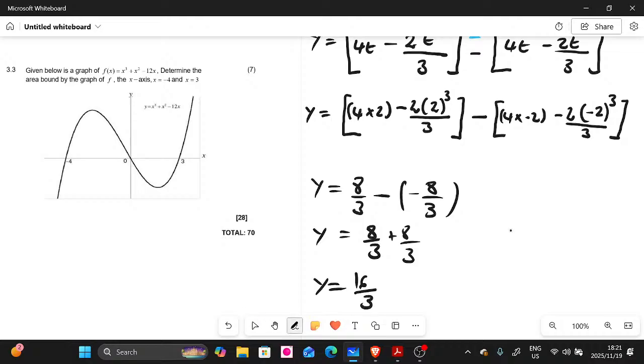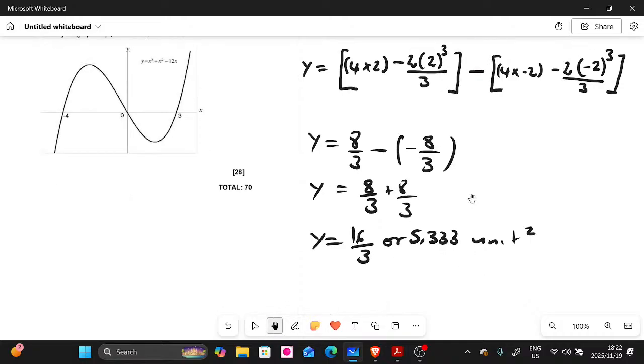So if you want to leave it in decimal, what is 16 over 3 in decimal? Let me see. What do I get here? I am getting 5.3333 unit square. Oh, I forgot to write unit square on the first one, guys. But always write the unit square whenever you're calculating the area. Usually whenever you have limits, we use this method to calculate the area, which is going to be the next coming question. So this is our final answer for this one here.